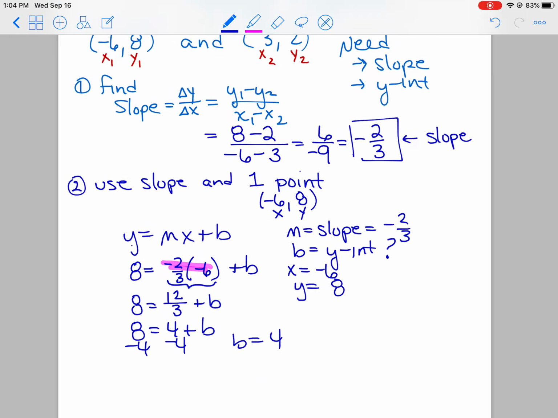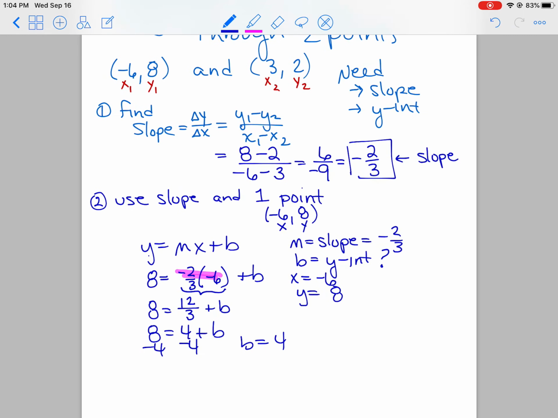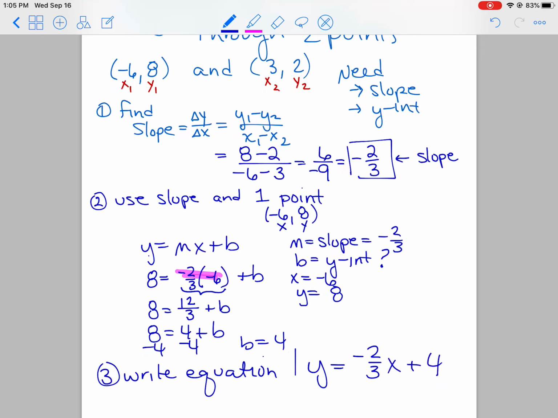And the last step is to write our equation. And that's going to give me y equals -2/3 x plus 4. And there's our final result. Okay, let's do one more.